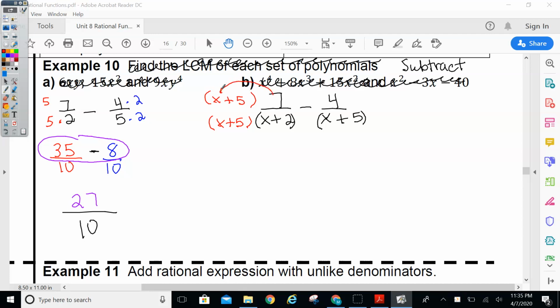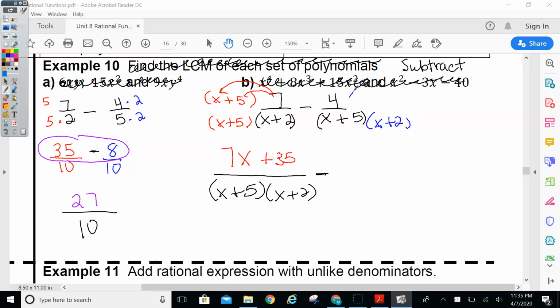So here we're going to get 7x plus 35 over, again, you don't have to multiply this denominator out, you can just leave it, x plus 5, x plus 2, minus, over here, this denominator needs the x plus 2. So here, x plus 2 on the bottom, or whatever you do to the bottom, you have to do to the top. So the denominator for this one is going to be x plus 5, x plus 2 again.